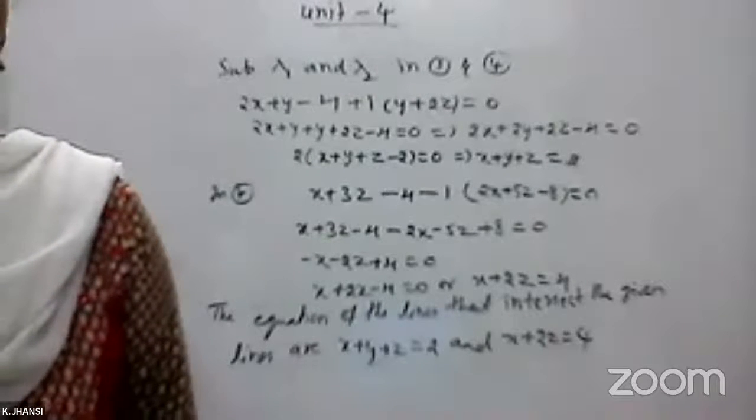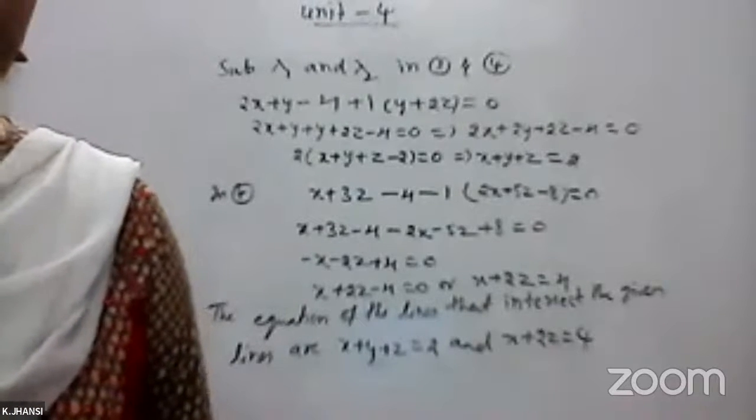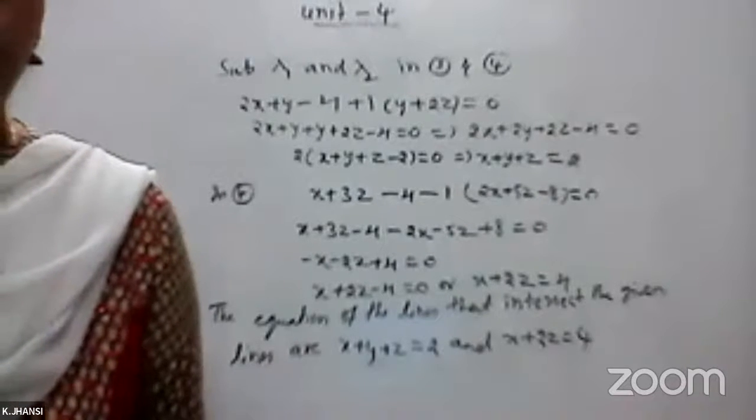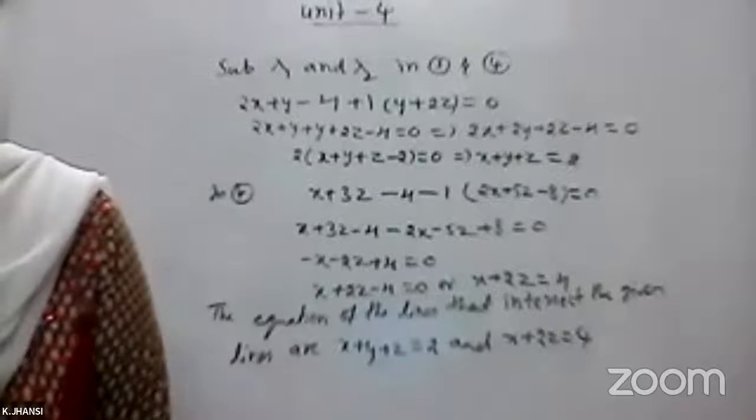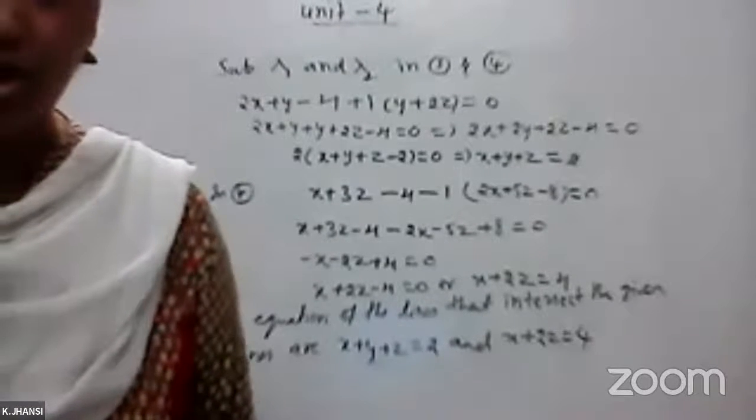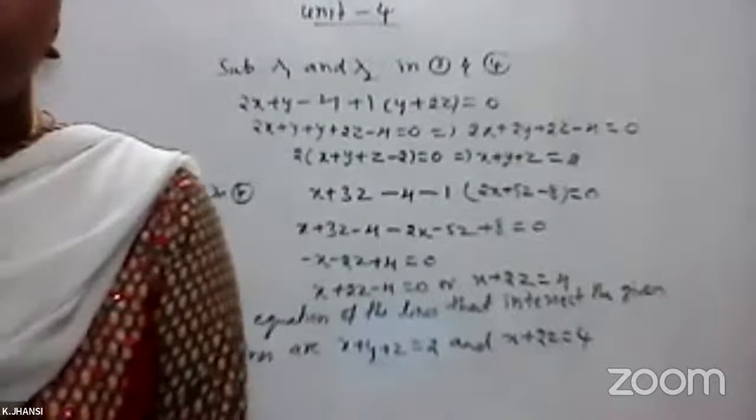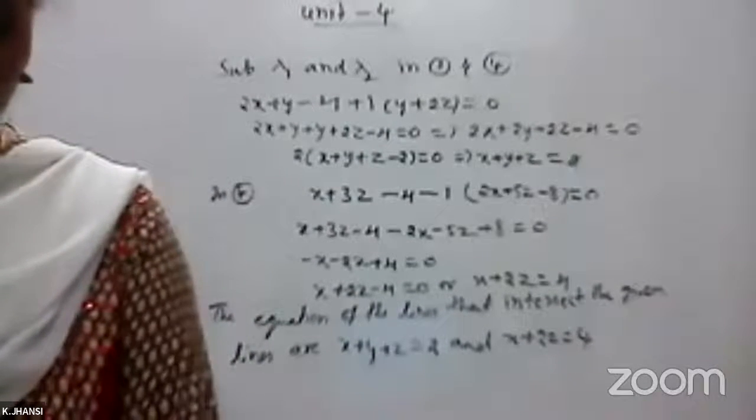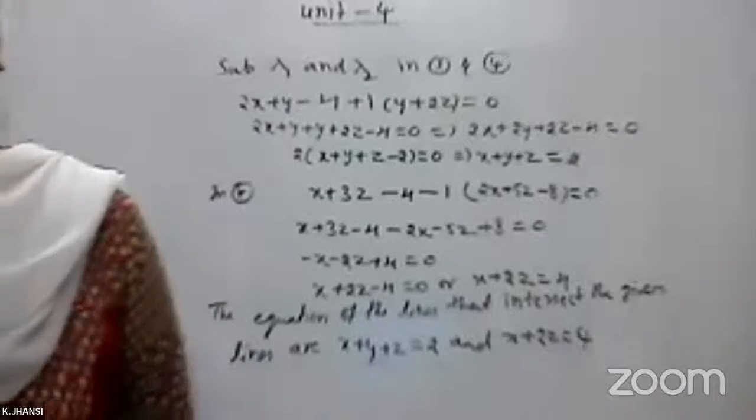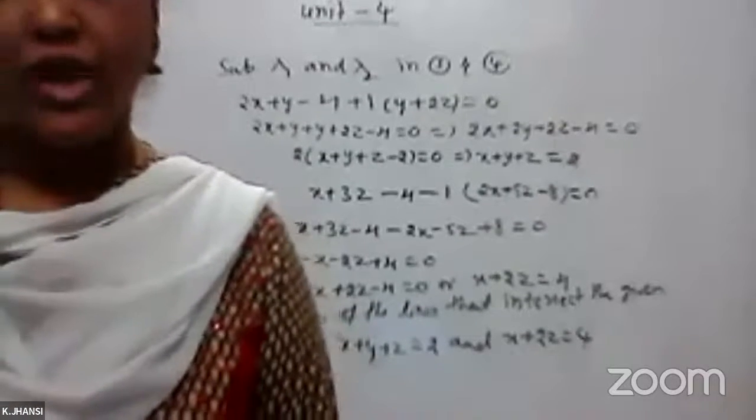You have to find the image of the point in the plane equation. There is a difference between the question on page number 118 and the question on page number 125. Here it is asking the image of the line, here it is asking the image of the point. If you see page number 118, you can understand how to find the image of the line in the plane.